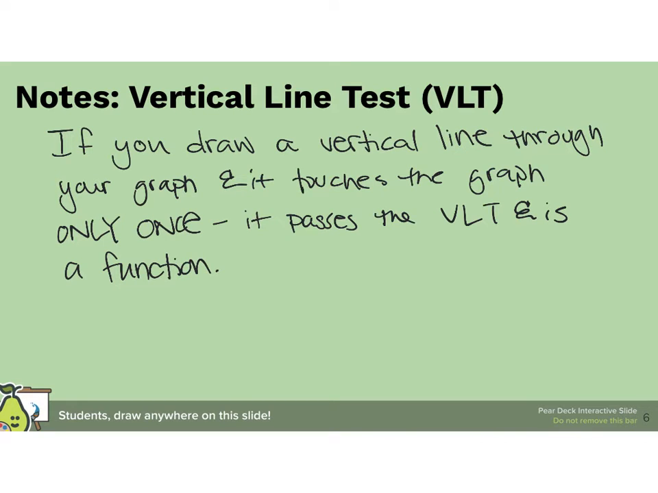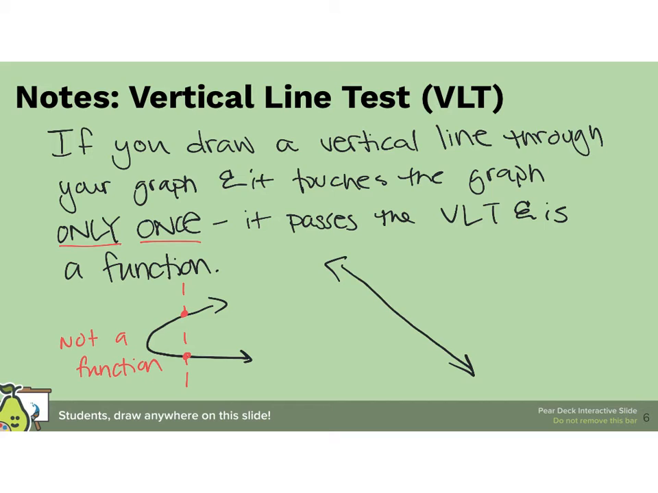Okay, so what does that mean? Well, let's look at one of our graphs that we just did. We had the one graph that was a parabola, right? And then we had the other graph that was a straight line. So I'm going to switch colors to red. If I draw a vertical line through my parabola, how many times does it touch? Once, twice. Since it touches more than once, this is not a function. It can only touch once.